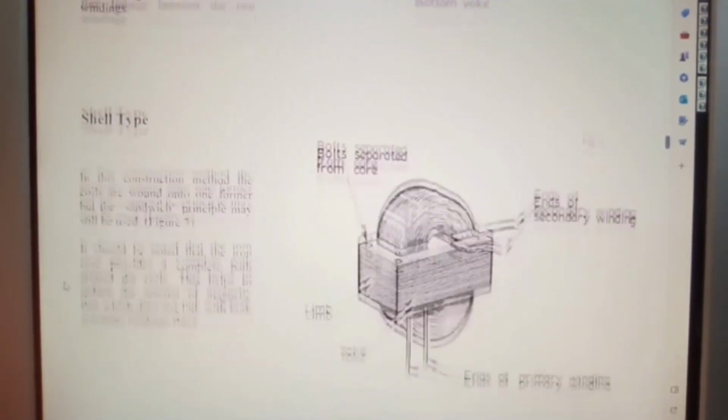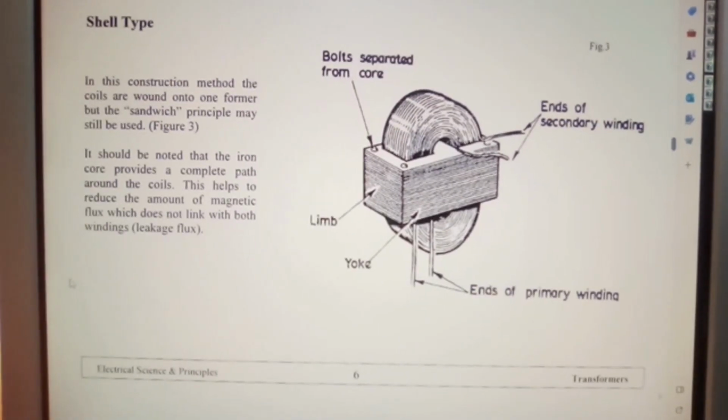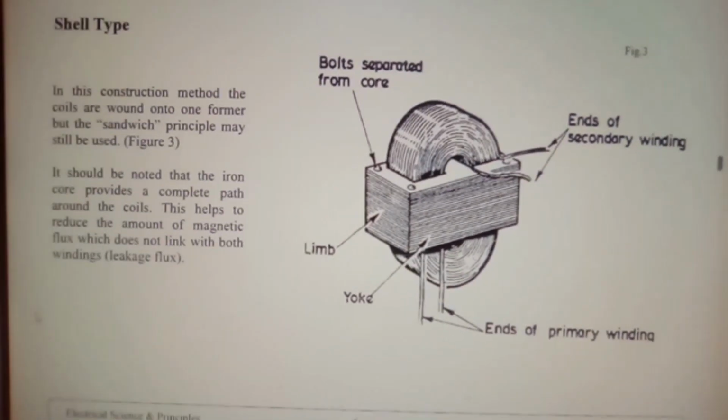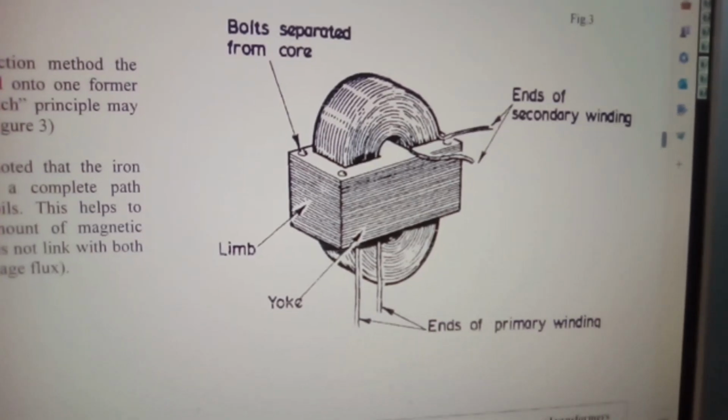And here we have the shell type transformer. Shell type. Just go and make sure you can get the viewing.